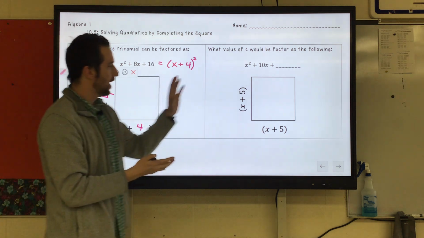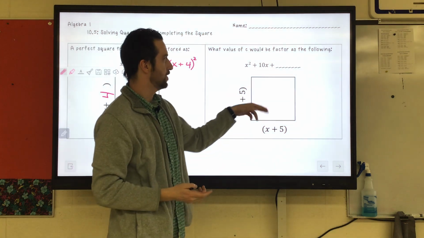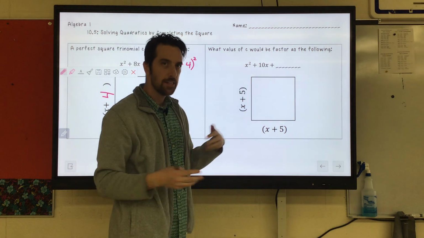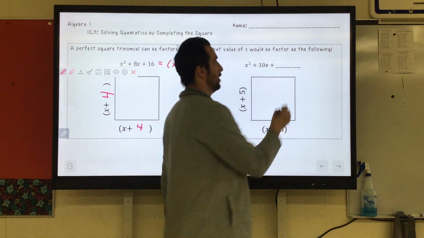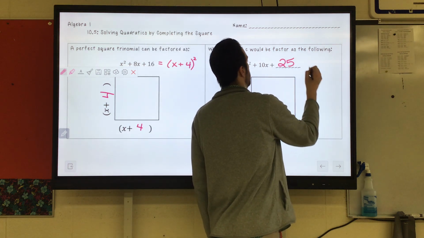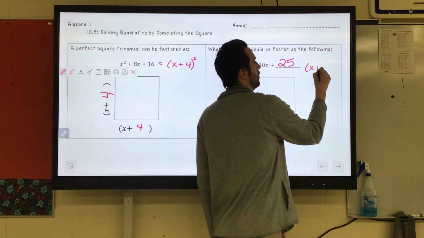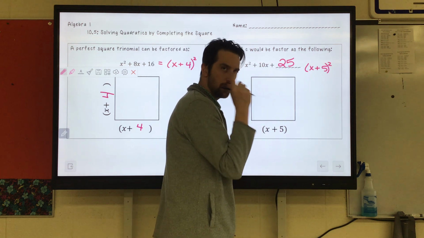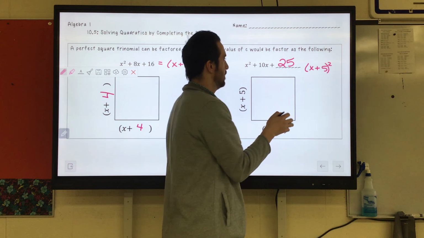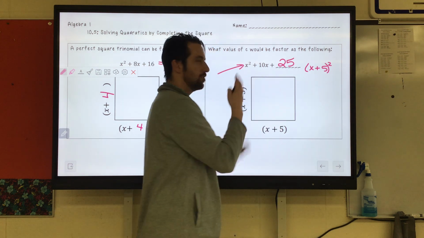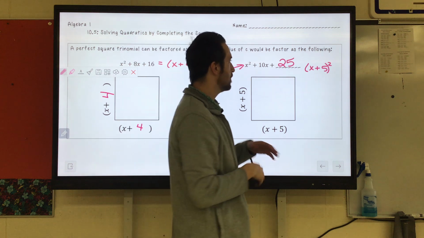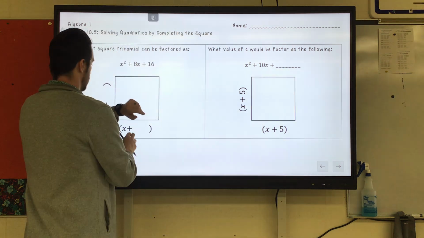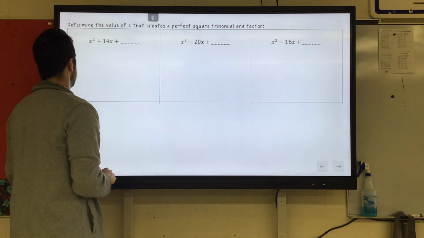If you look at this, it's x plus 5 times x plus 5. They would add up to 10, right? And they would multiply, 5 times 5 is 25. And that would be x plus 5 squared. So we're creating that perfect square binomial to give us this trinomial. So let's see what we got. We got 9 examples here. We're going to knock them out.